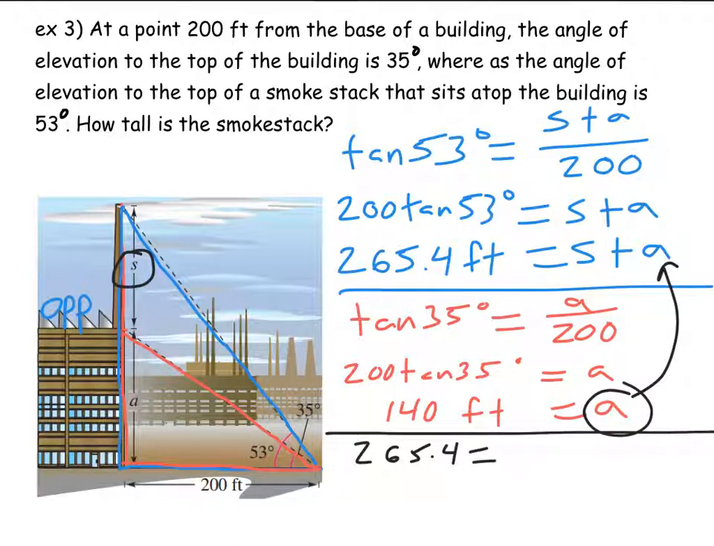265.4 equals S, that's what we're after, plus 140. Subtracting 140 from both sides, there we have it. The smokestack is about 125.4 feet. Okay.